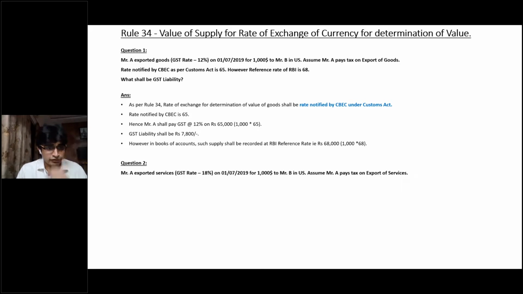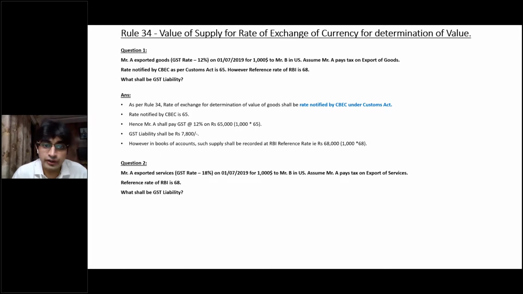Okay. Question 2. Mr. A exported services for $1,000 to Mr. B in US. Assume Mr. A paid tax on export of services. Reference rate is how much? 68. And what shall be the GST liability?